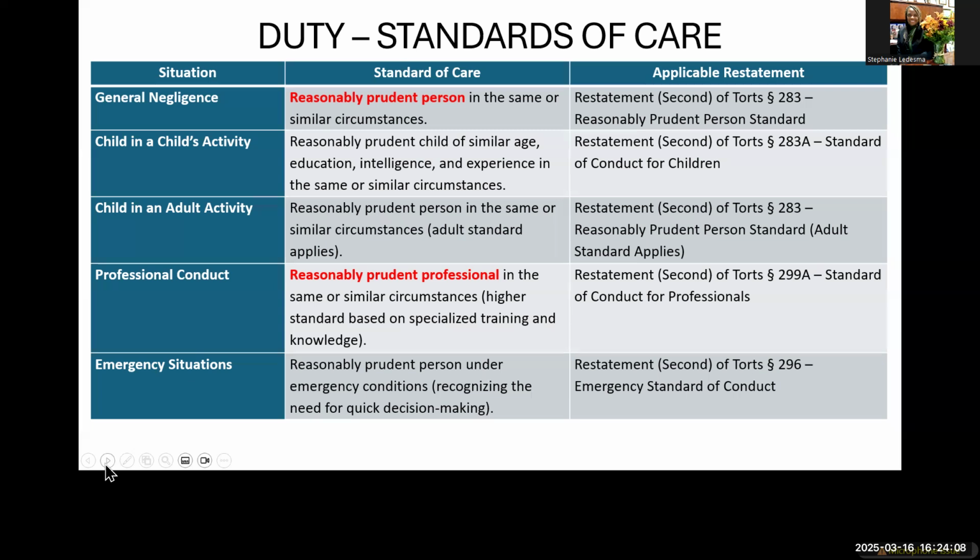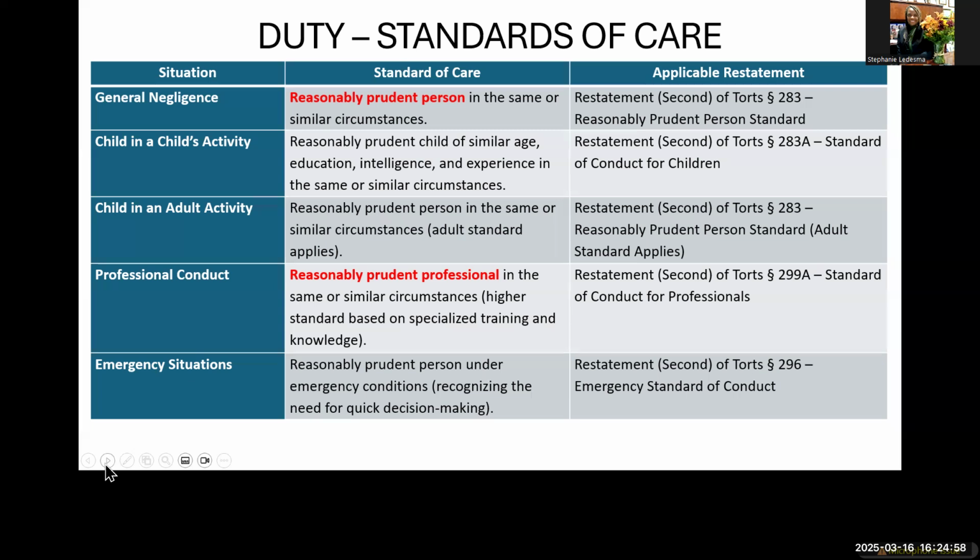What if the child is doing an adult activity? What's an example of an adult activity? Driving. Whether they're driving go-karts or driving Sea-Doos or driving jet skis or driving snowmobiles, right? The driving is an adult activity. So if a child is participating in an adult activity, then how is their behavior, conduct or action going to be judged? It's going to be judged based upon a reasonably prudent person. It's going to be based upon an adult, because they're doing an adult activity.